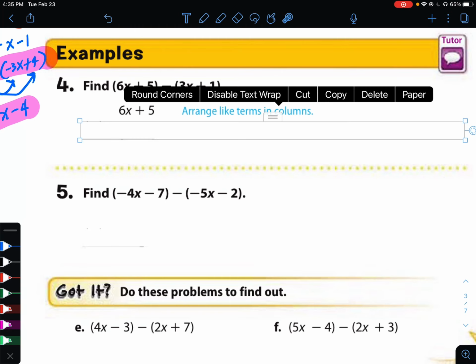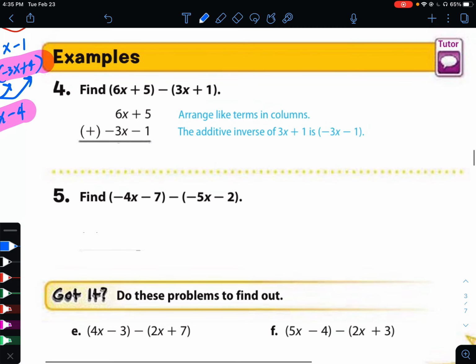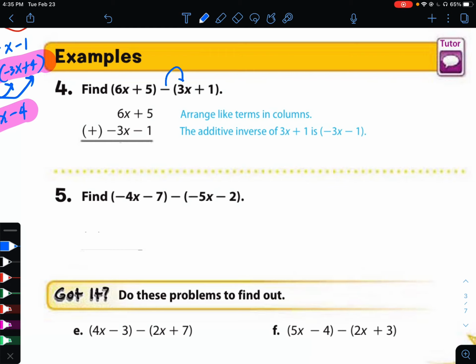So this is how it's going to look. Okay, so we got your 3x plus 1. Now you notice it already became negative 3x minus 1. Again, from the examples that I gave you, they distributed negative 1 to 3x. That's why you have negative 3x, and negative 1 times positive 1 will give you negative 1. That's why you have that.